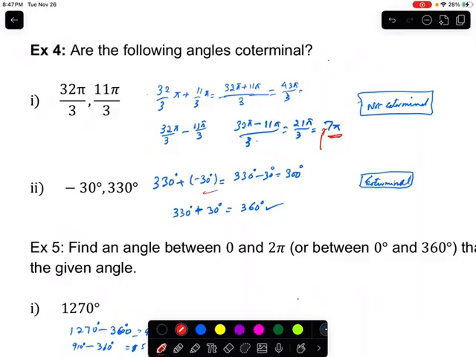Looking at the next example, it's in degrees. So adding, 330 plus negative 30 gives 330 minus 30, which is 300 degrees, which is not a multiple of 360. Then I subtract: 330 minus negative 30 becomes 330 plus 30, which is 360. So this is giving me a multiple of 360, exactly 360. So we say that the angles are coterminal.